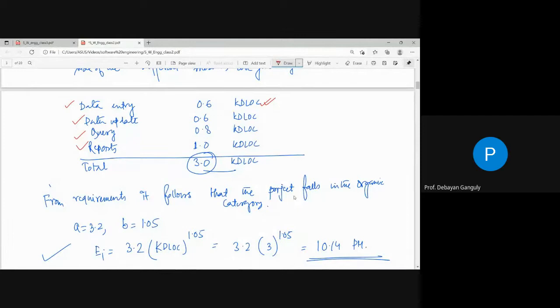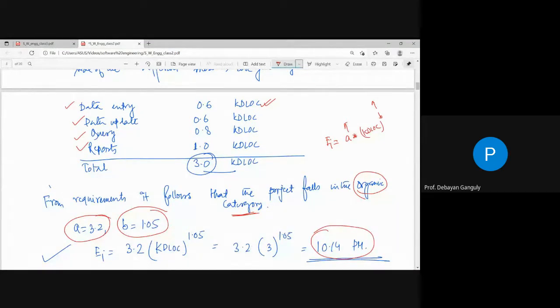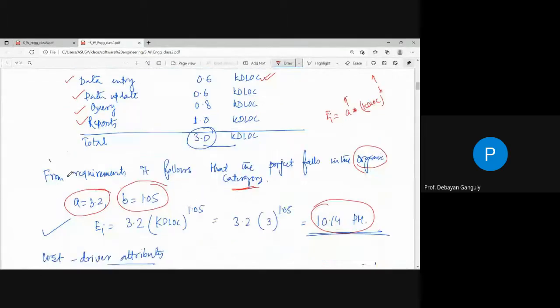From the requirements, it follows that the project falls in the organic category. If it falls in the organic category, then the value of A is 3.2 and the value of B is 1.05, and you just use the simple formula. The initial estimate is A multiplied by the total KDLOC to the power B, where A and B are determined from the table. By using that you can find the initial estimate of your project. This is one type of problem.